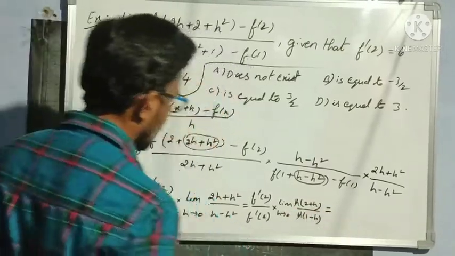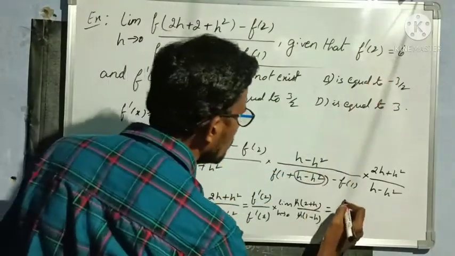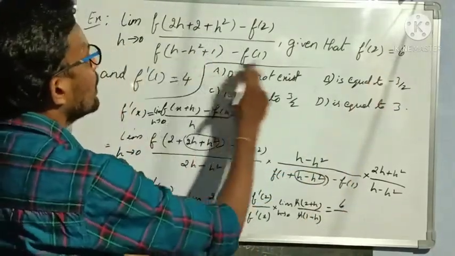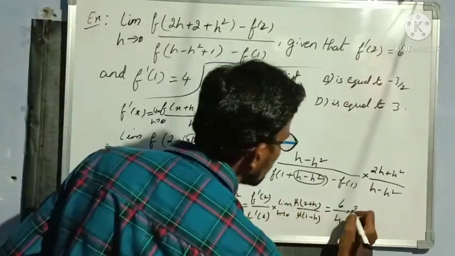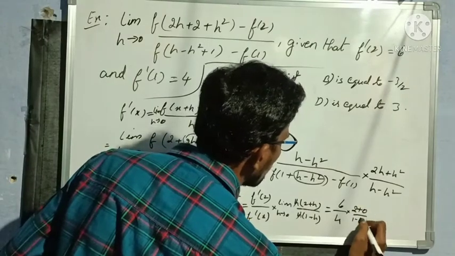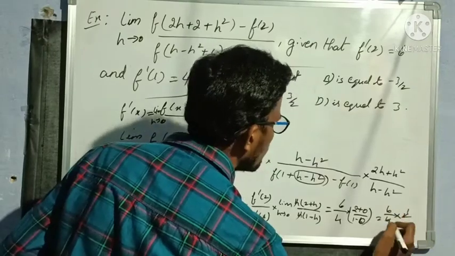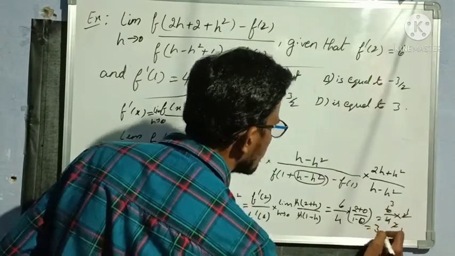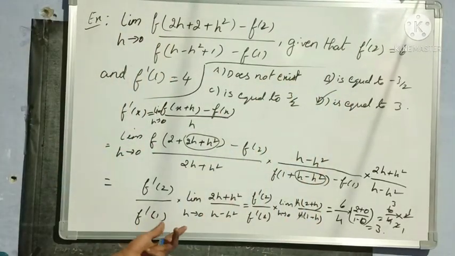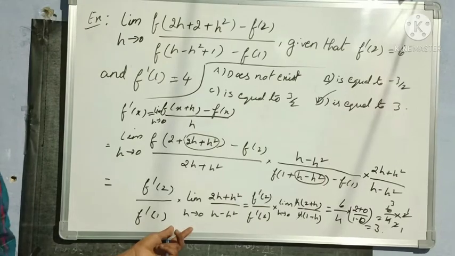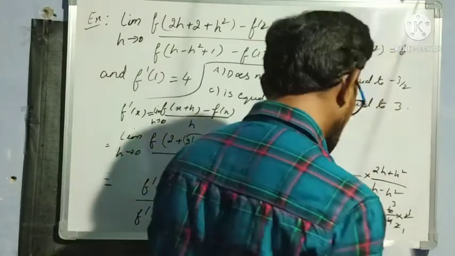Now apply limit. Already I have given f dash 2 value 6 by f dash 1 value 4, into, now apply the limit, 2 plus 0 by 1 minus 0. So that is equal to 6 by 4 into 2. 2 ones, 2 twos, 2 ones, 2 threes. So the answer is 3. I hope everybody understood this one. So this is the first example. Now let us see the next example.